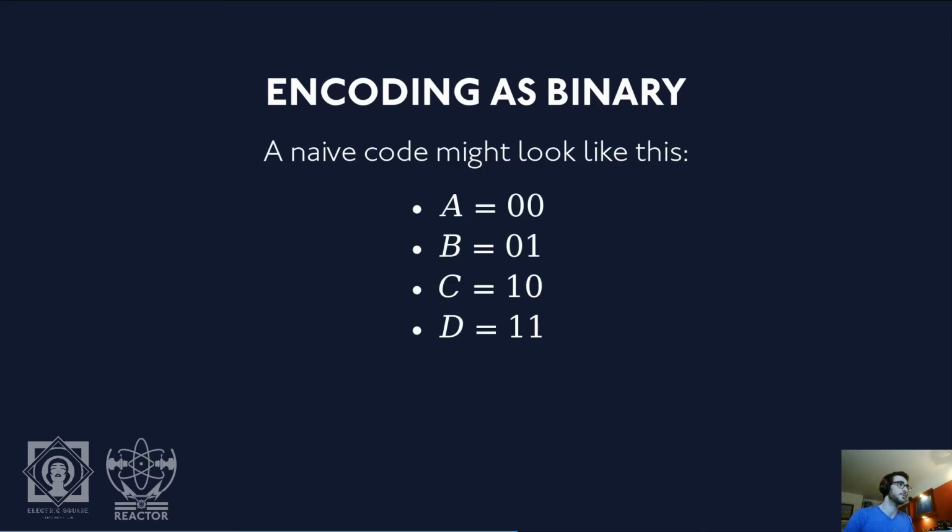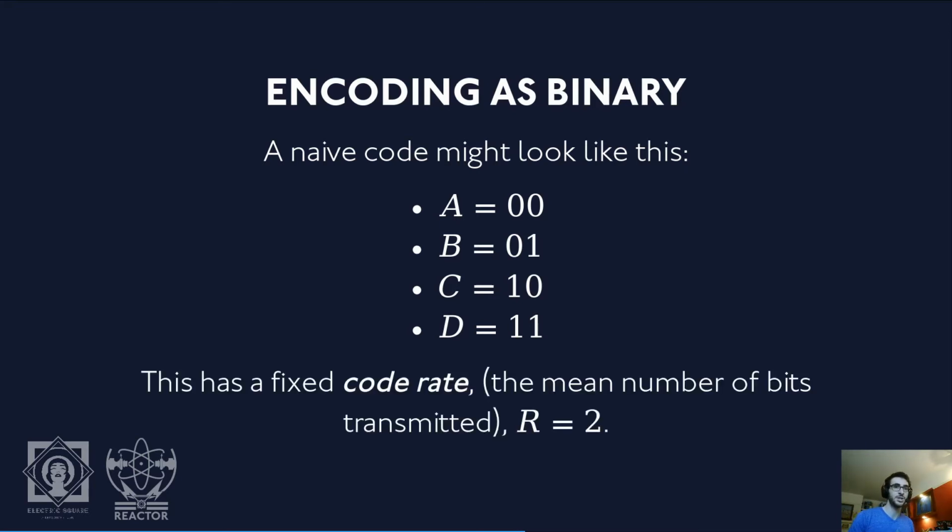And a naive code might look something like this. We have 4 letters, so we use 2 bits per letter, right? So we just say A is 0 0, B is 0 1, C is 1 0, and D is 1 1, right? And then you can imagine a binary stream of these 1s and 0s, and we can easily convert them back to letters if we need to.